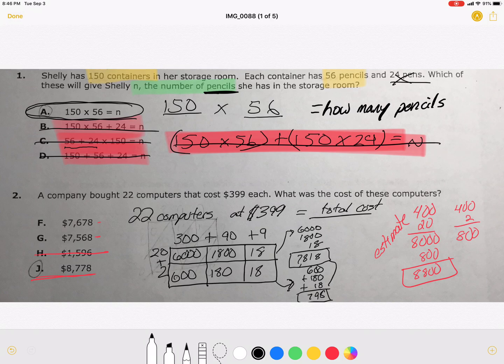So these two get added together. And I'll do that in blue just to make things clearer. So 7,818 plus 798.